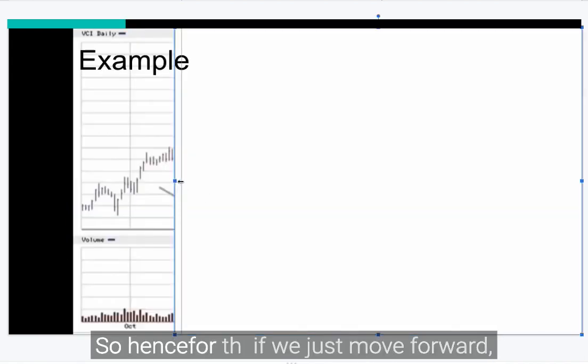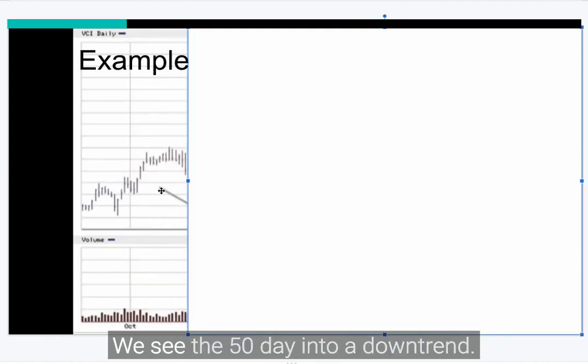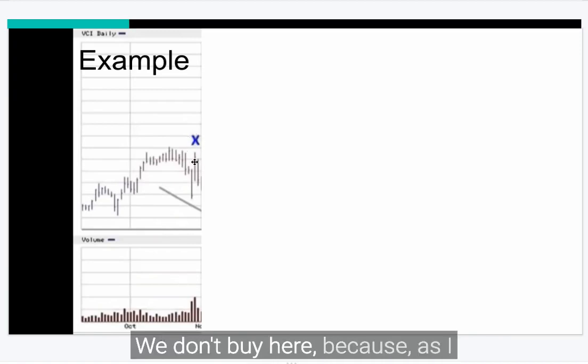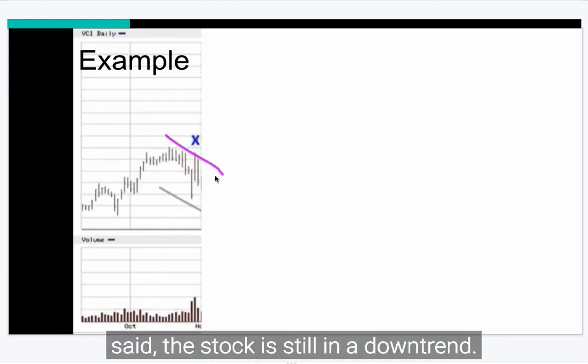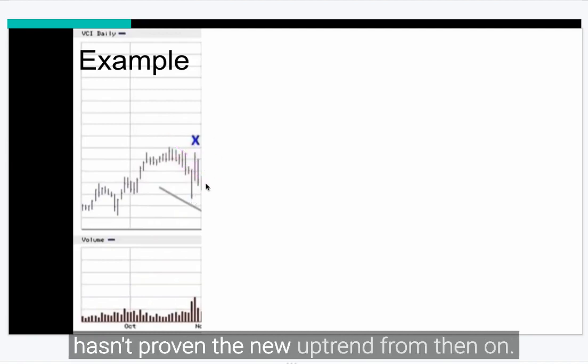So henceforth, if we just move forward, we see the stock is starting to go down. We see the 50-day in a downtrend. We see this first pullback and reversion up. Do we buy here? We don't buy here, because as I said, the stock is still in a downtrend. Maybe it's just breaking this, but it hasn't proven the new uptrend.